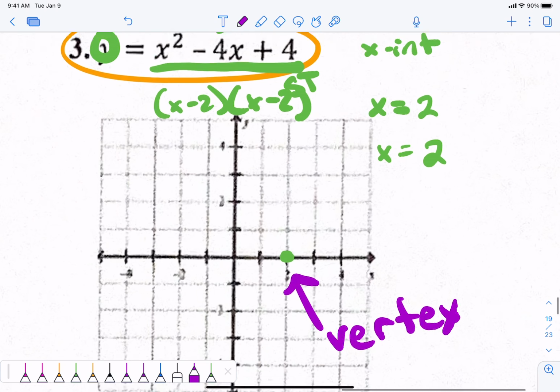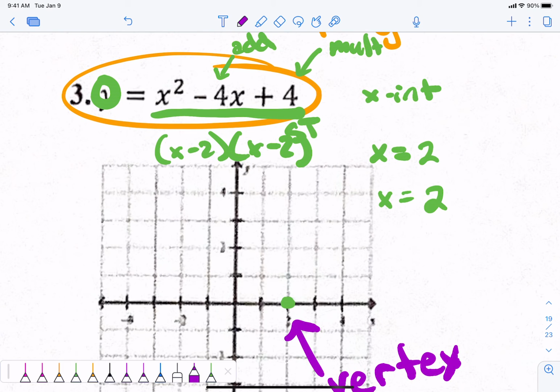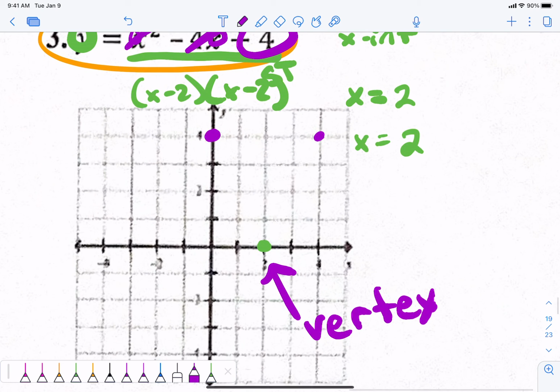Now, what is the y-intercept if I plug 0 in for the x's? What's the y-intercept going to be? 4. The y-intercept's just going to be 4, so it's going to touch 4 over here, right? So it's just a normal parabola.